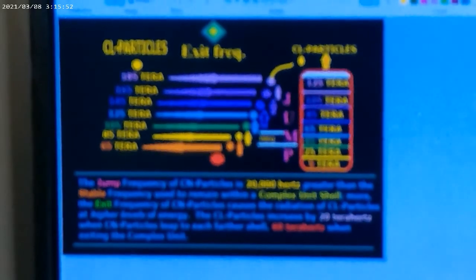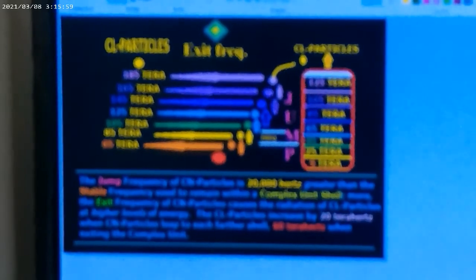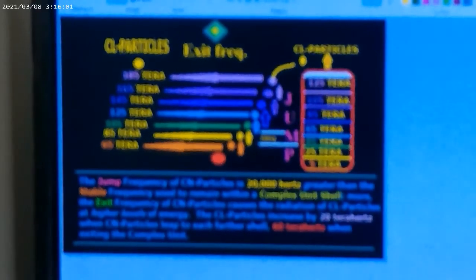Okay, so that's going to pretty much do it here for the graphic. And I guess you guys now see what it looks like when I'm making these things step by step.